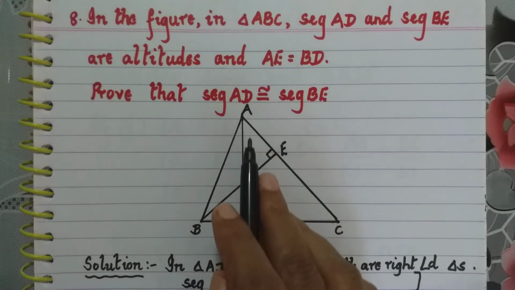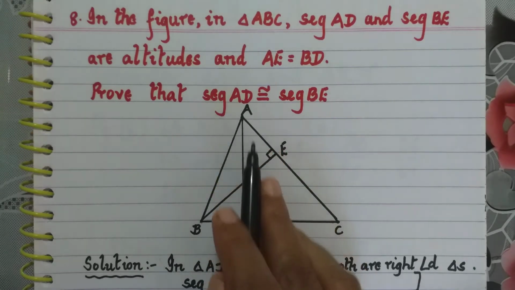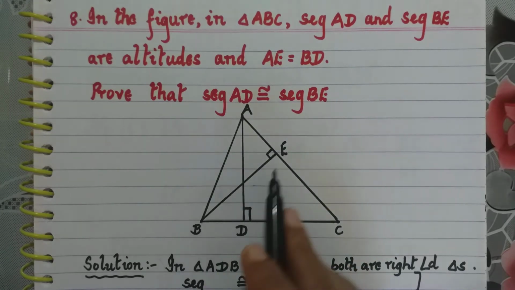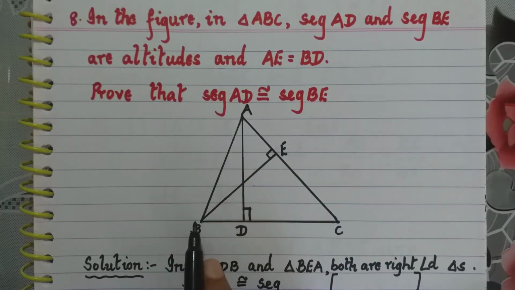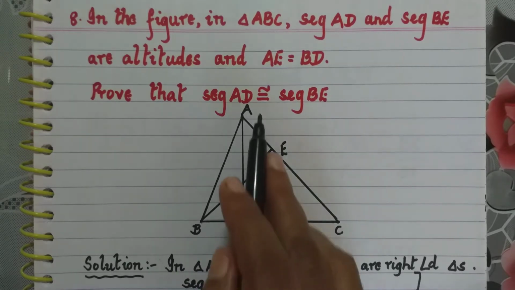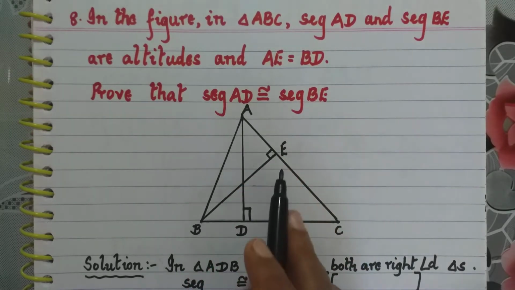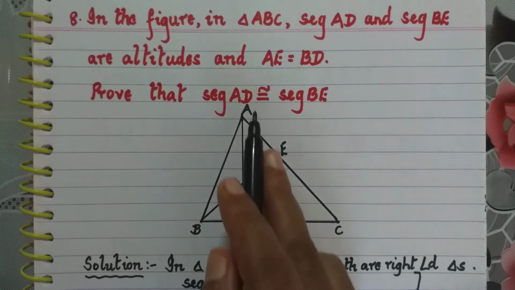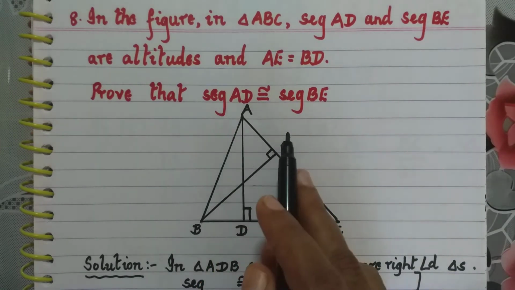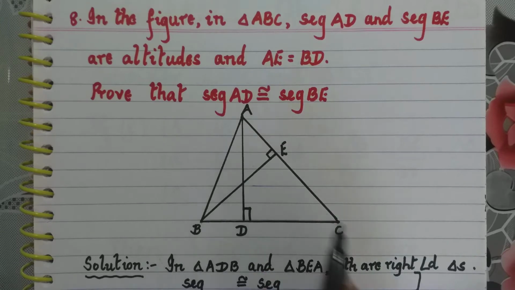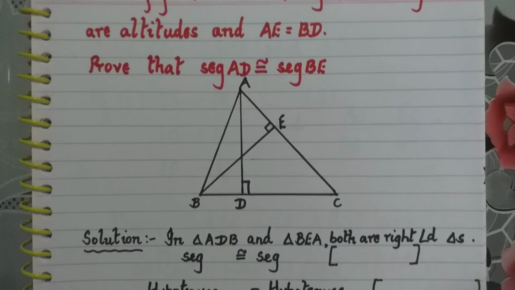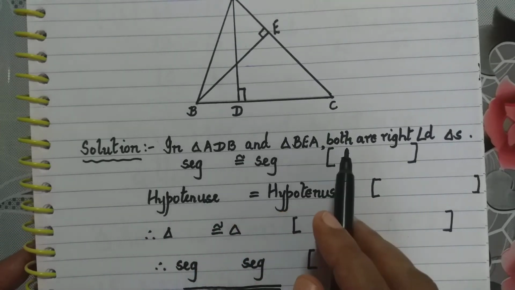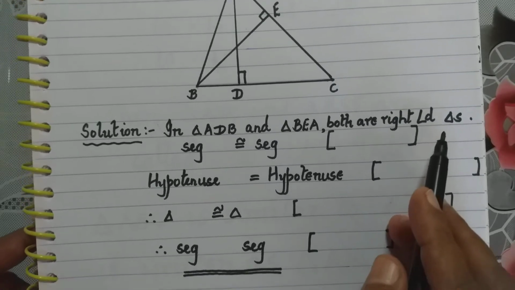Now if you see here, with the segment AD, we have one triangle ADB. With segment BE, we have one more triangle BEA. So what we see common in these two triangles is they have a right angle each. Therefore, these two triangles, that is triangle ADB and triangle BEA, are right angled triangles. So I write, in triangle ADB and triangle BEA, both are right angled triangles.